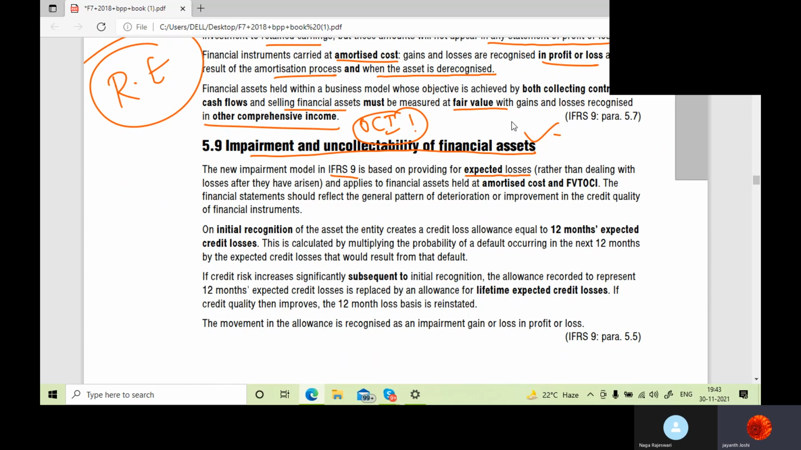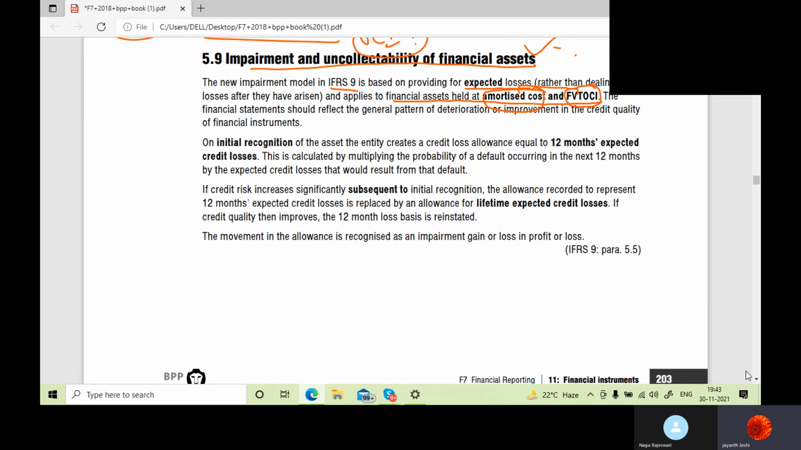That means you expect the securities to go down, and it applies for financial assets held at amortized cost and fair value through other comprehensive income, because these are the only ones which you are going to hold. This you are going to hold till maturity. This you are going to hold for some period of time and then sell. So definitely both the securities can fall. Am I right? Yes, sir. And that can fall because of the deterioration in the credit quality. Correct? Yes, sir. Improvement can also happen and deterioration can also happen.